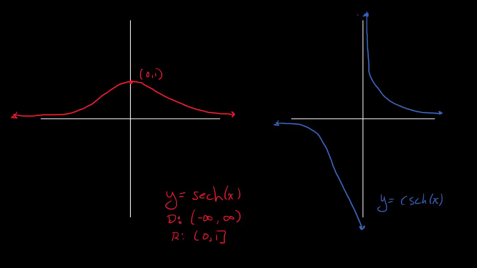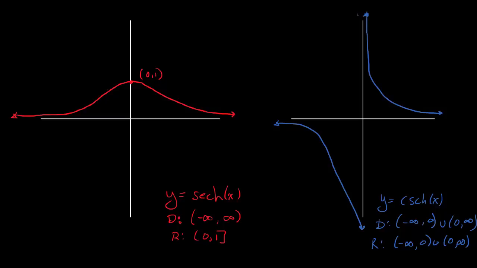So hyperbolic cosecant, let's start with the domain of this one. The domain will start at -infinity, go to 0, not including it. Start at 0, go to +infinity. And the range actually looks very similar, which is one of the reasons why I like it. I love that symmetry.